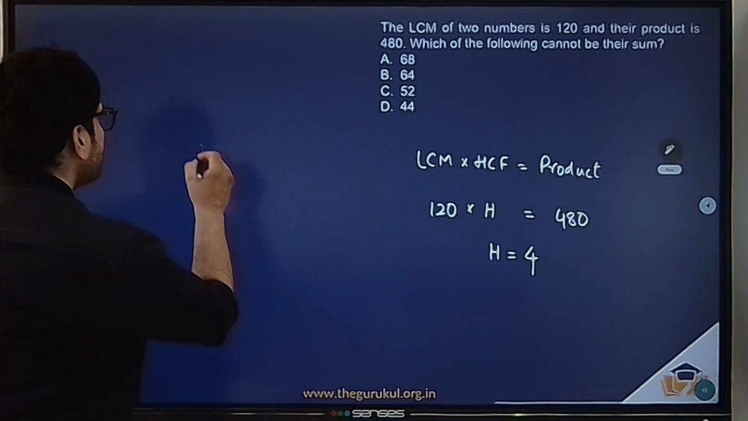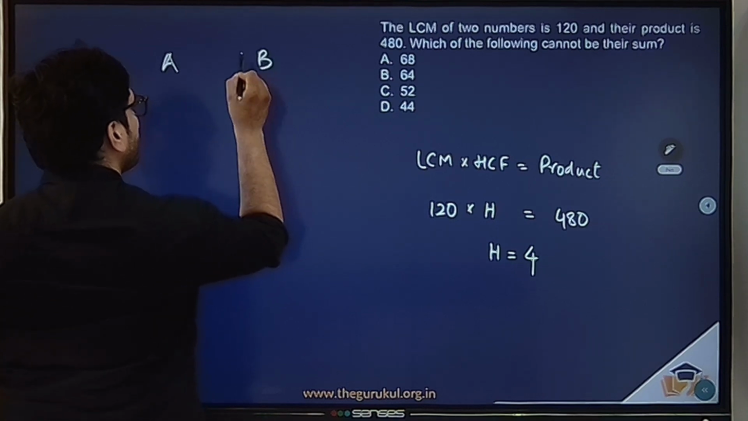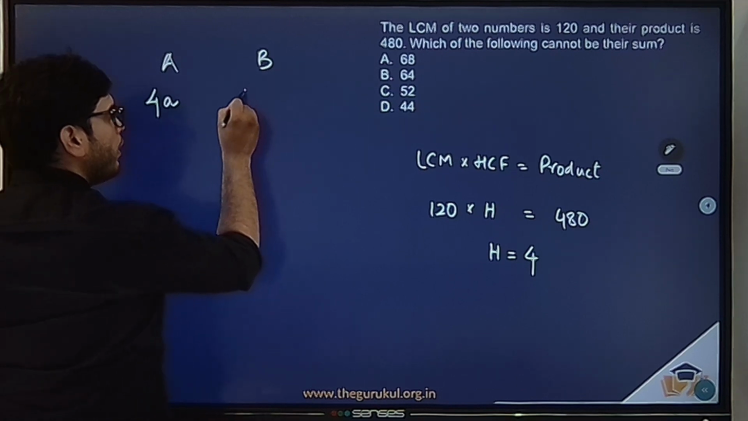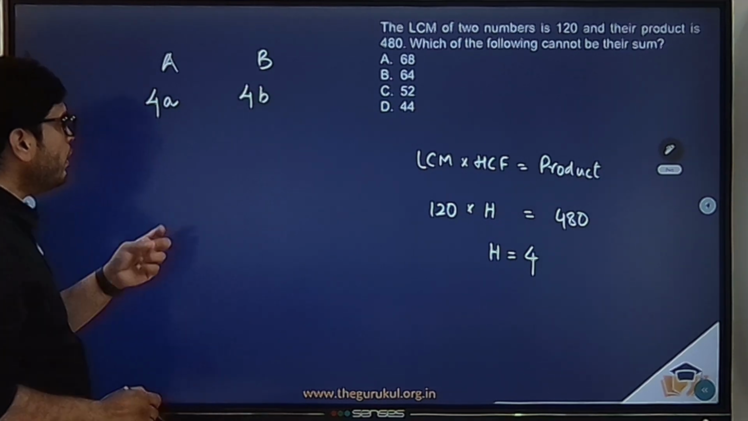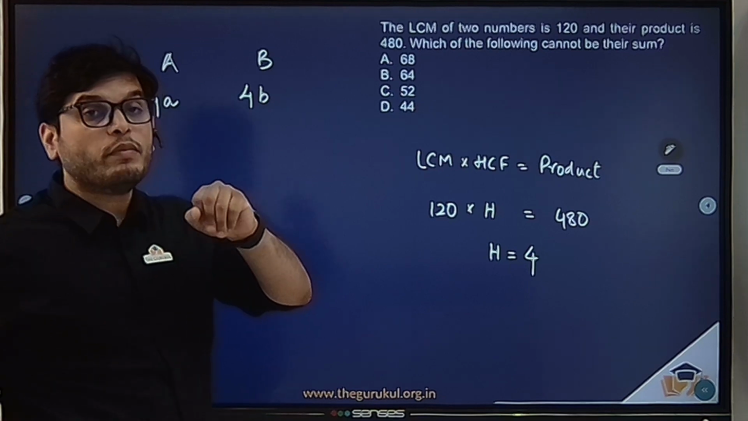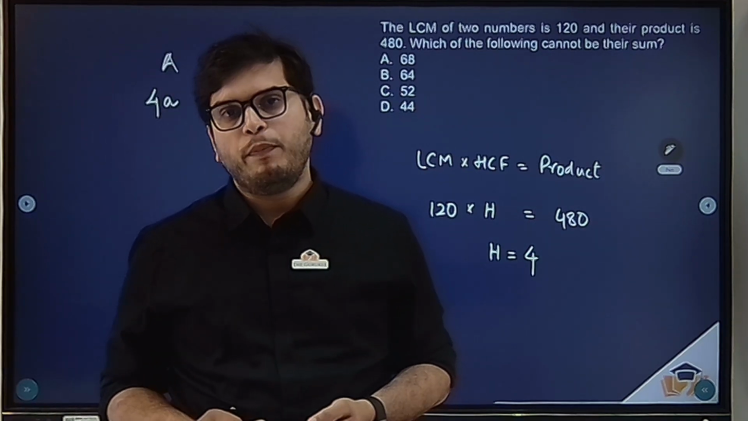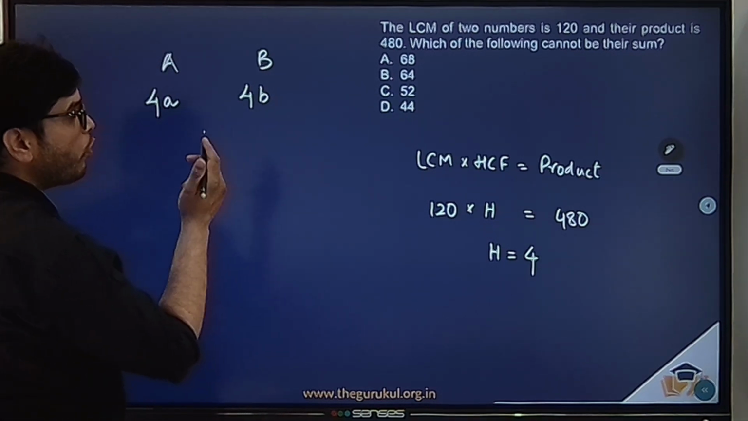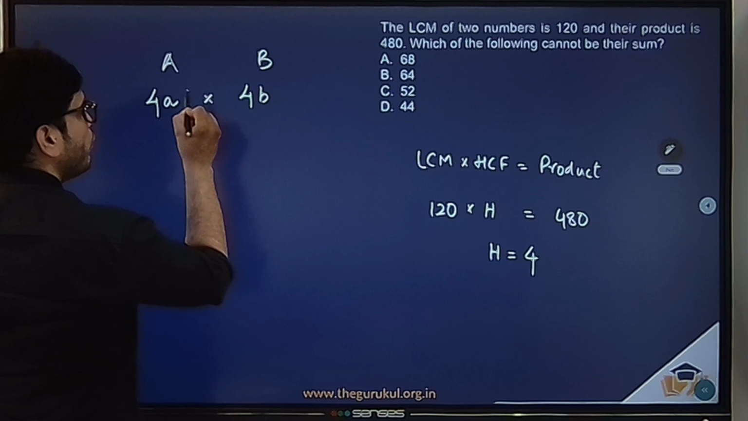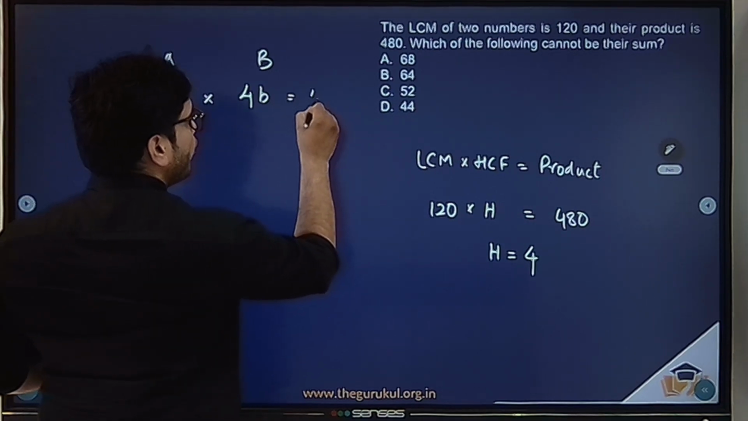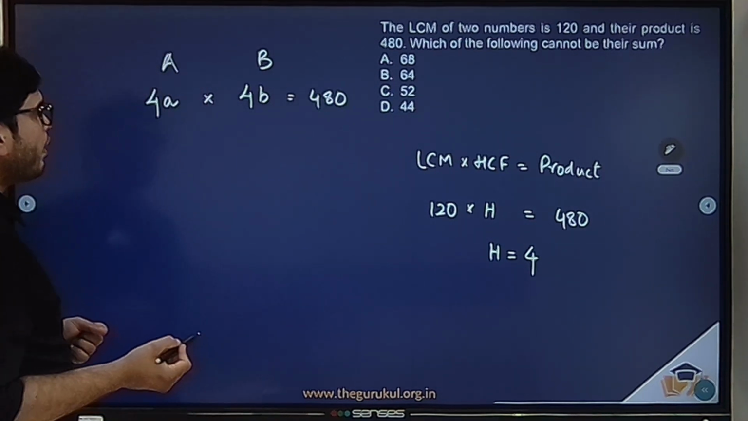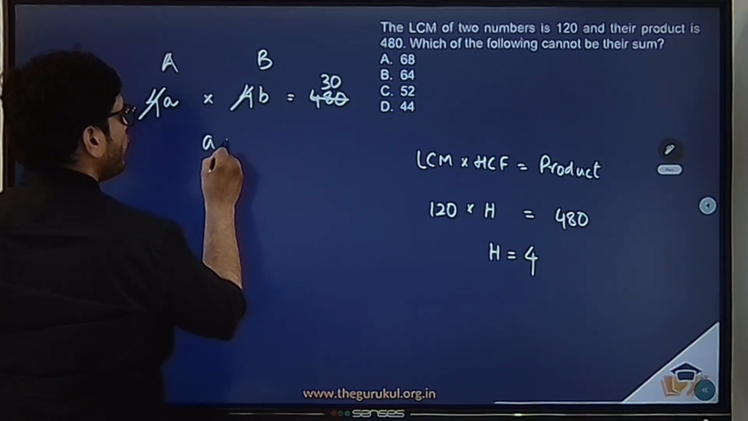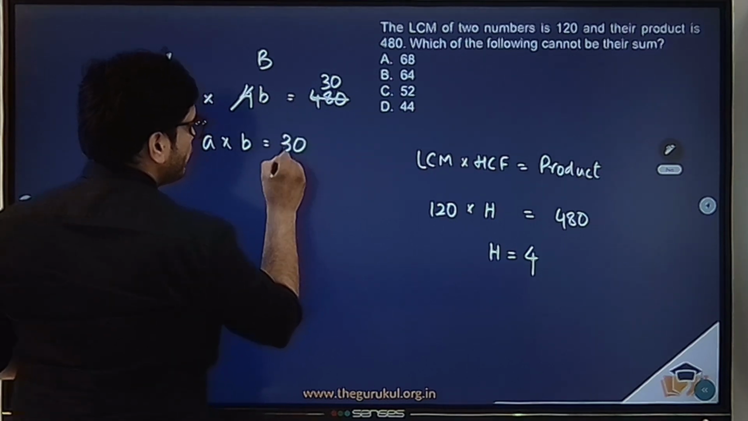Now let the two numbers be A and B. Now we know that the HCF is 4. So let me write A as 4 into small a and B as 4 into small b. Now since 4 is the HCF of these two numbers, small a and small b have to be co-prime to each other. Now we know that the product is 480. So 4a into 4b should be 480. So 16 into ab is 480, so a into b is equal to 30.